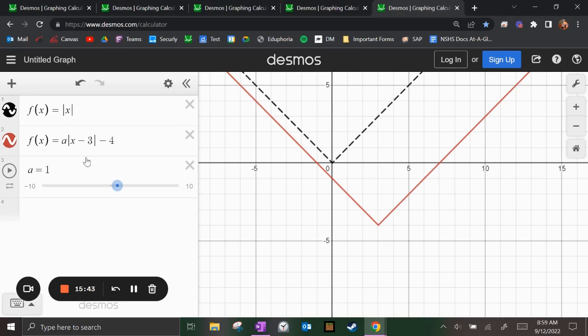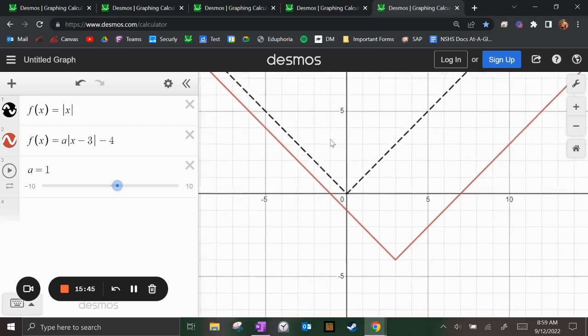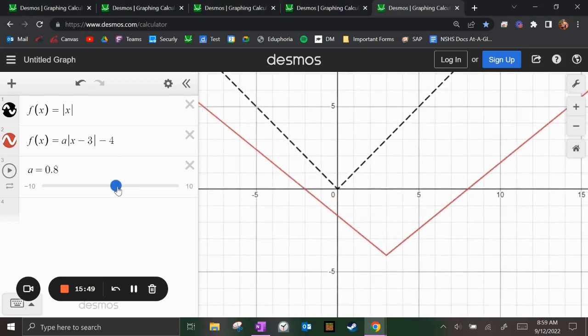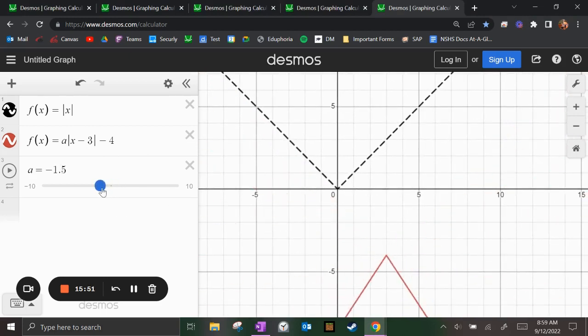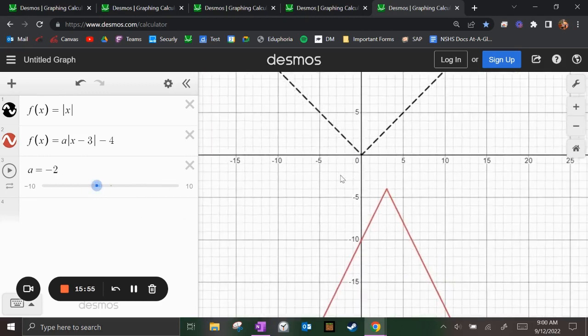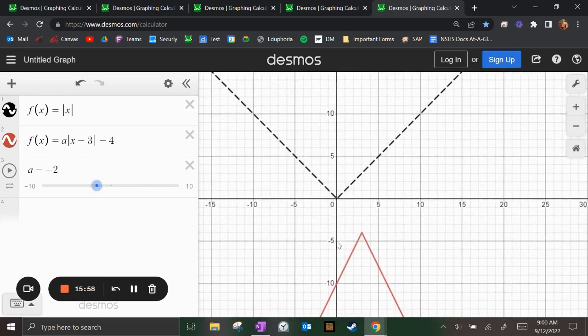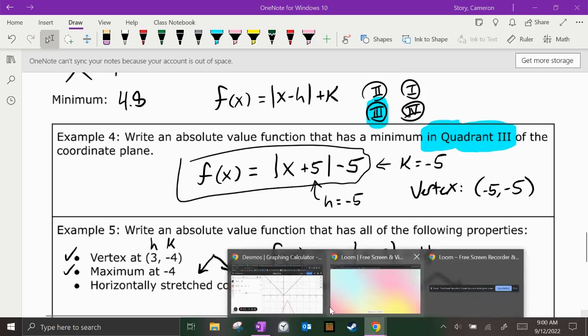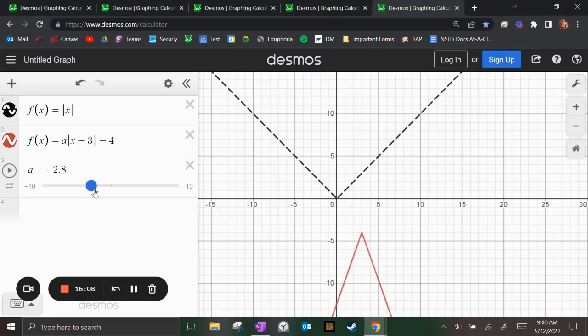Okay, so here we have a is equal to 1. We can see that here's my parent function with the dotted line. We need this to be a maximum, so we're going to have to change a to a negative. Like, let's make it negative 2. Okay, we do have everything we need, except we can see that this is more narrow than the parent function, and our goal is to find something that is horizontally stretched compared to the parent function, so wider. To make it wider, we need to pick a number that's going to make it wider. So if we keep making a more negative, it's not going to help.